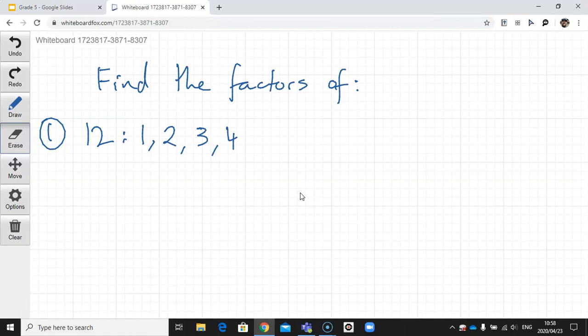Does 6 fit in? 6, 12. Yes. Does 7 fit in? 7, 14. No. Does 8? 8, 16. No. Does 9? 9, 18. No. 10? No. 11? No. 12? Yes. 12 fits in once. And there we go. That's a list of all the factors of 12 just as they are. So you can do it that way. That's one potential way to do it.